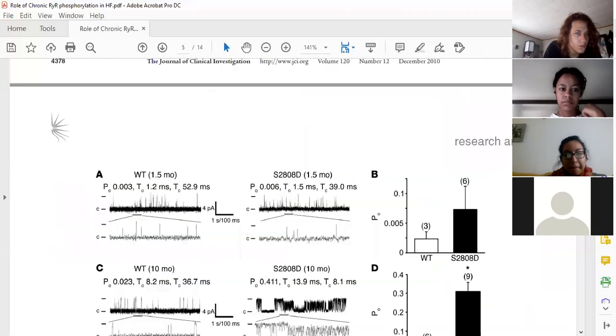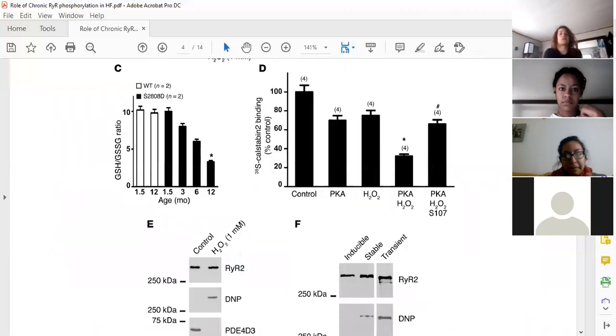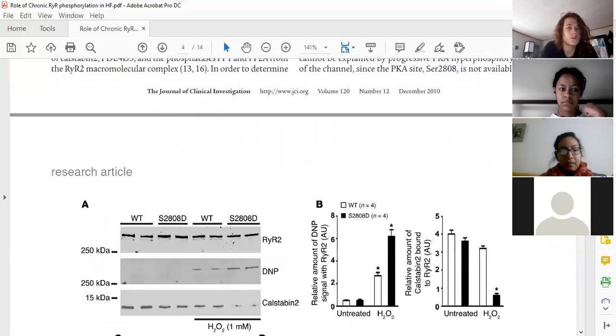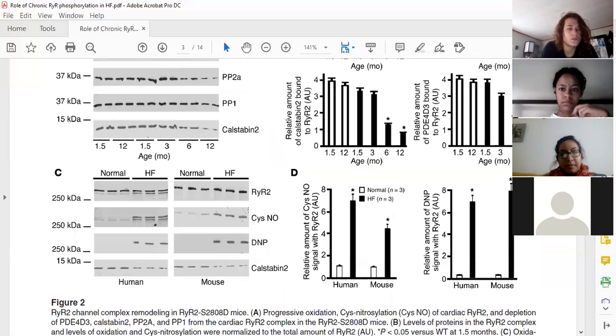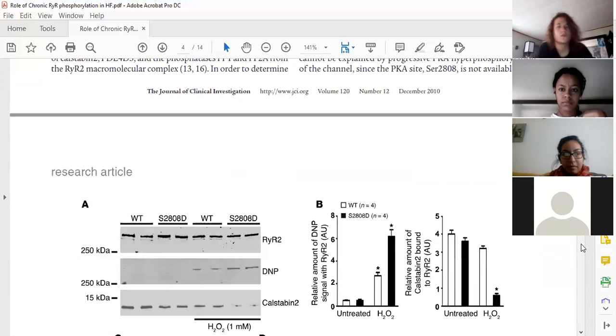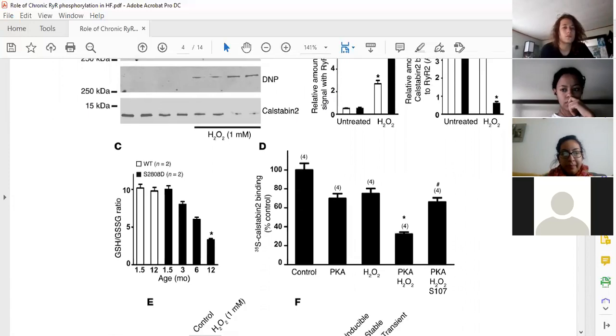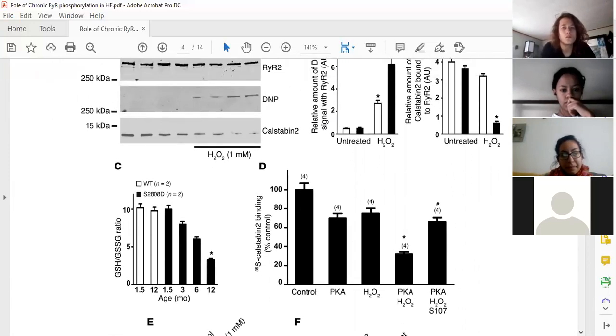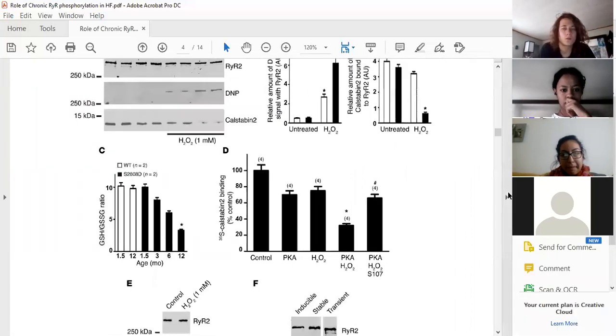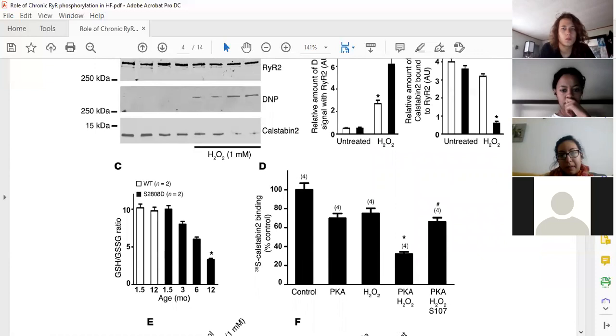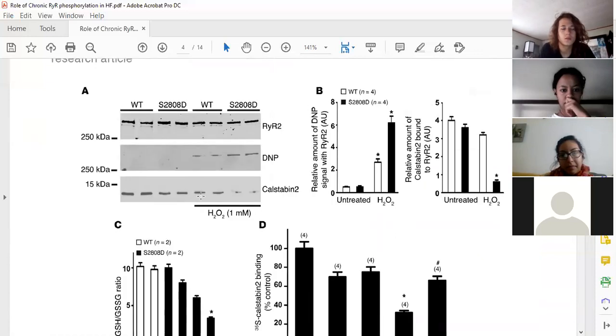Let's take a quick look at that. It's figure 3. It's figure 4. Figure 2. Okay. Oh, yes, I remember this one. Okay, so here, oh shit, sorry. Sorry, potty mouth.